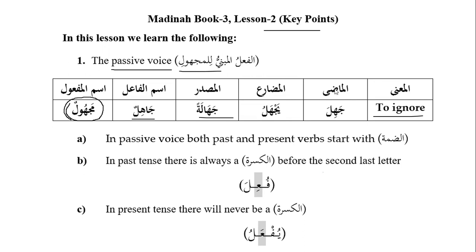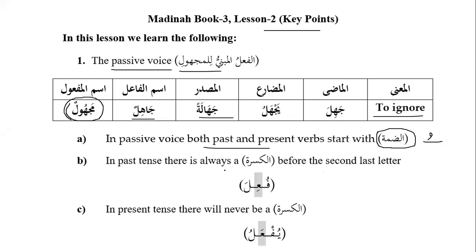Inshallah, I will give you some information about it today. And from today, even without learning the passive voice, when you are reciting the Quran, you will be able to figure out whether the verb is majhul or ma'loom. How do we know that? In passive voice, both past and present verbs start with dhamma. Number one, there is always dhamma in the beginning. Clear? Whether it is present or past, in the beginning there will always be a dhamma.